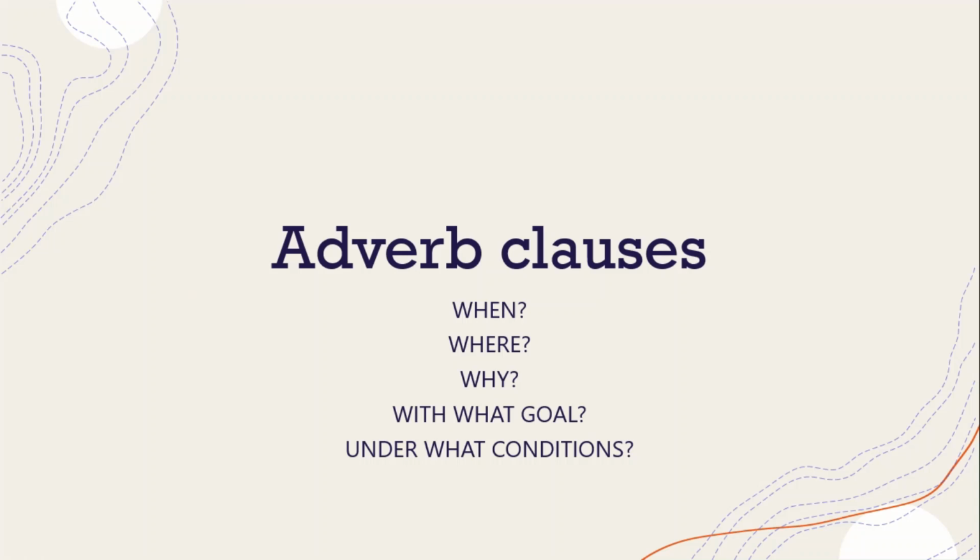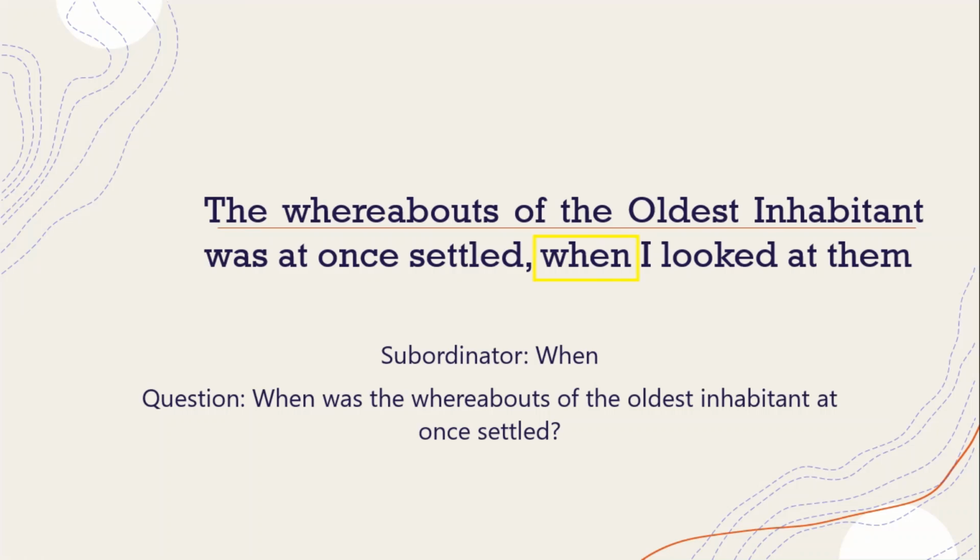Adverb clauses. The adverb clauses answer different questions such as when, where, why, with what goal, under what conditions. And in this type of clauses, we have the first sentence that says, the whereabouts of the oldest inhabitant was at once settled when I looked at them. The subordinator of this clause is when, and the question is when was the whereabouts of the oldest inhabitant at once settled?